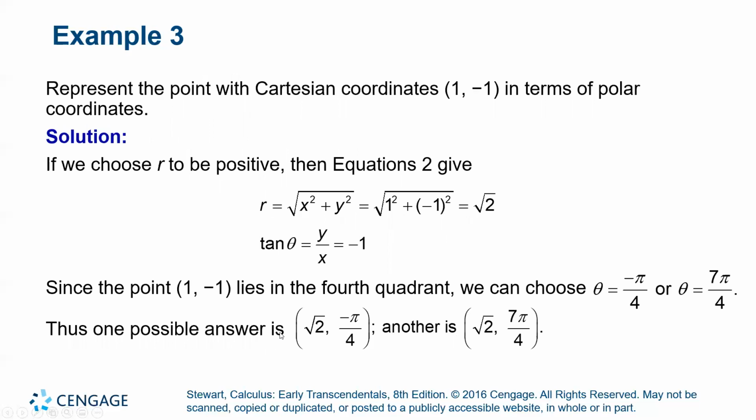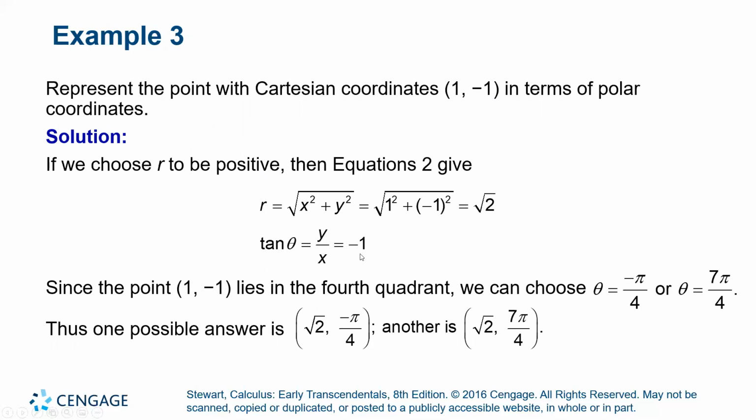Now let's go the other way around. Let's say I have the Cartesian coordinates 1, negative 1, and I want to know how that translates into an r and a theta. Okay, so if we choose r to be positive, which is usually preferred, then using our equation with Pythagorean theorem of r squared equals x squared plus y squared, we can plug in x and y, and we end up with r equals square root 2. And then remember, tangent is y over x, so that is negative 1 divided by 1, which is just negative 1.